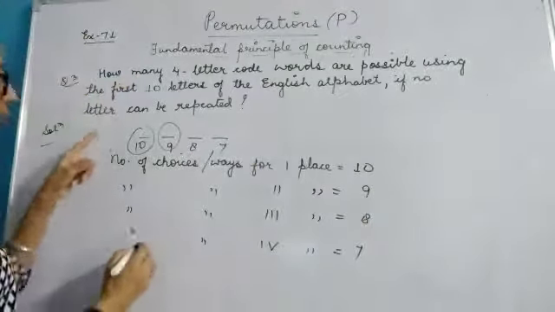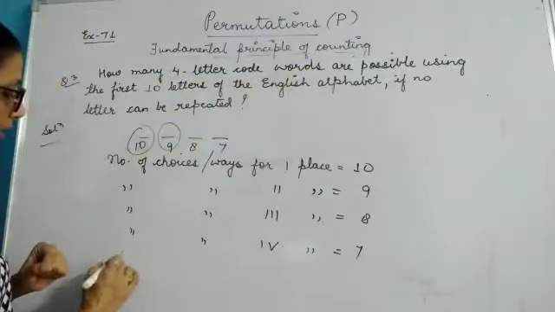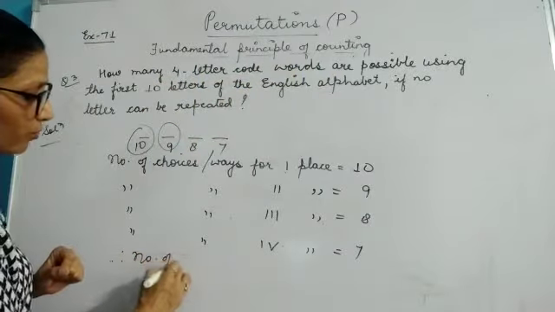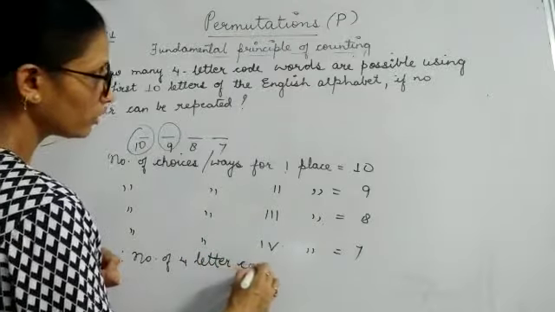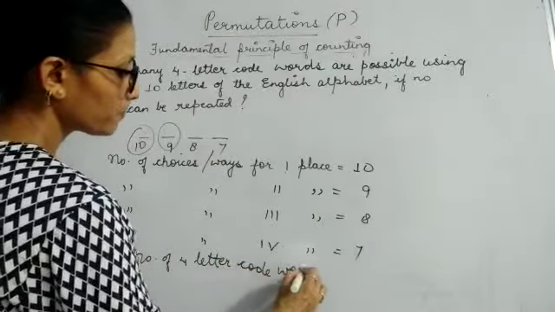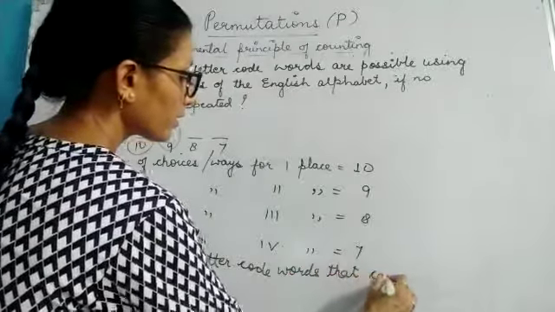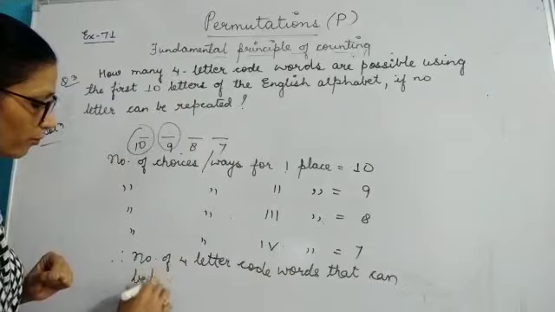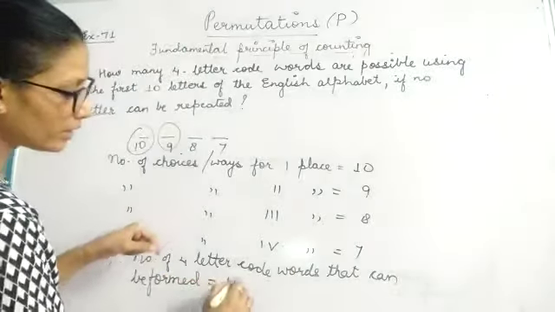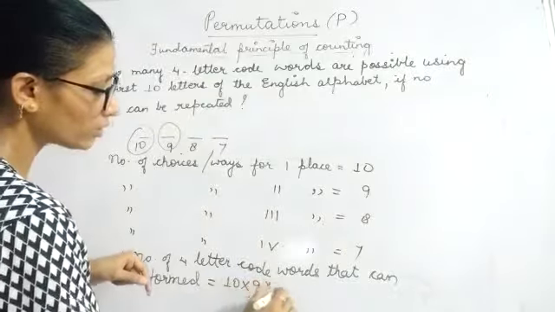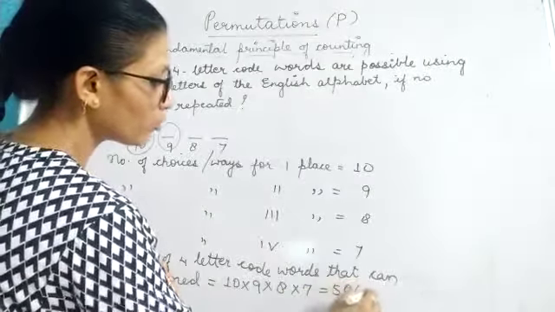So here you will be writing out, it is given how many 4-letter code words. Therefore the number of 4-letter code words that can be formed by using 10 letters is 10 into 9 into 8 into 7, and by multiplying it we'll be getting it as 5040.